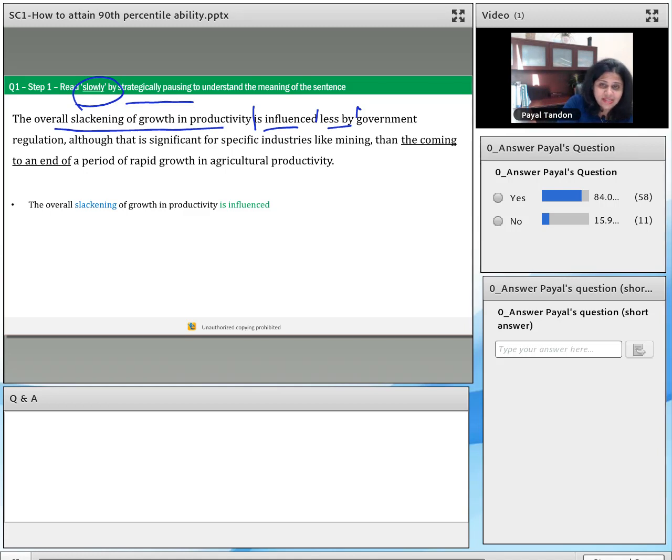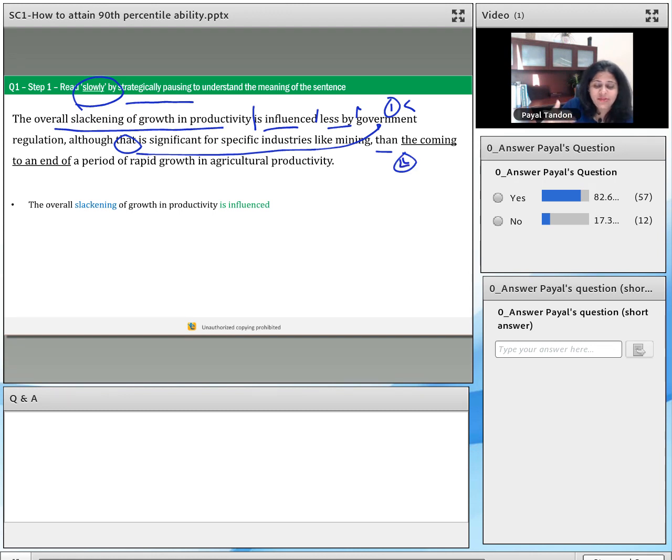government regulation. Less by government regulation, although. So the first factor is government regulation, and this is the less influential factor here, although that is significant for specific industries like mining. So the author is presenting a contrast here also, that yes, it is influenced less by government regulation, but I understand government regulation is pretty significant for these certain industries. Now here comes the second factor.